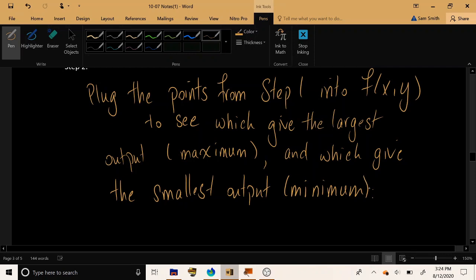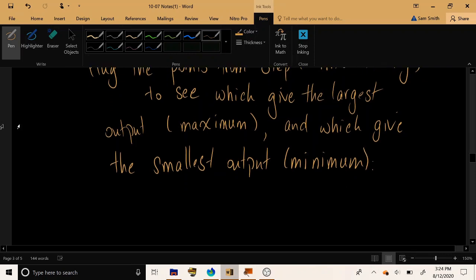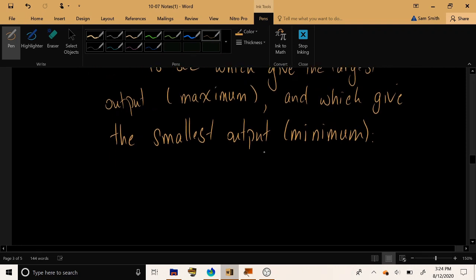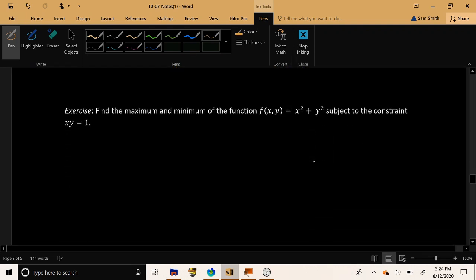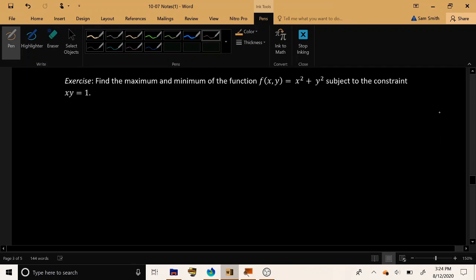Now, I think in terms of just abstract steps, this may not make any sense in the moment, so let's put this into practice right away and apply it to that motivating exercise that we talked about at the beginning of today's video. Let's find the maximum and minimum of the function f of x, y equals x squared plus y squared, subject to the constraint x times y equals 1. Okay. Now here is our constraint equation.